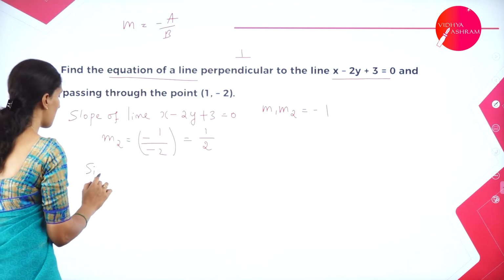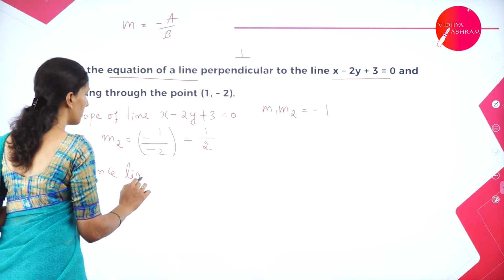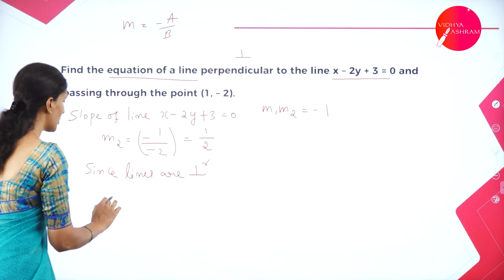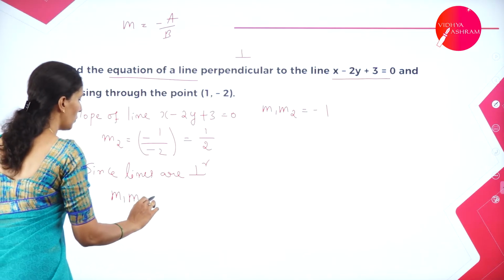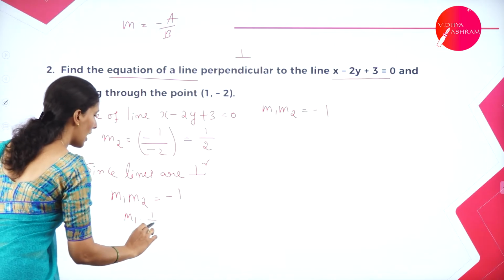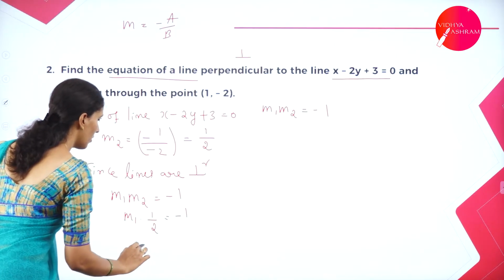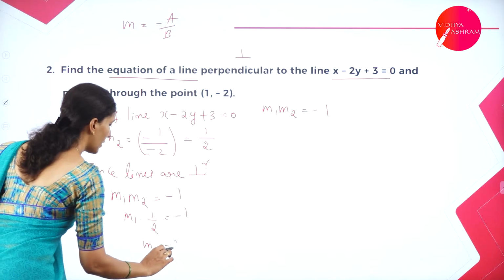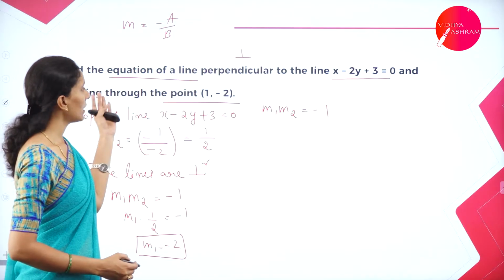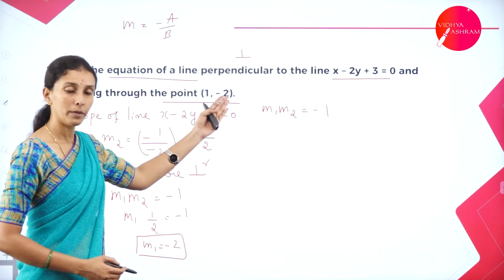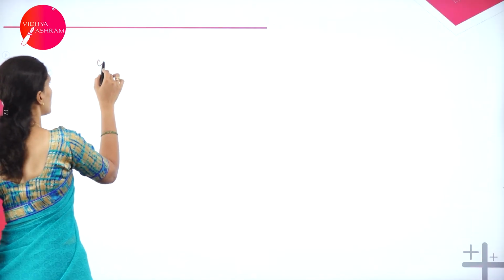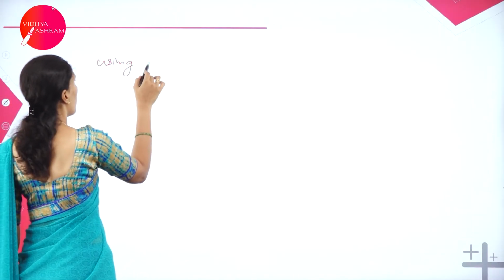Next, since lines are perpendicular, what I can write? m1 m2 is equal to minus 1. So m1 into half is equal to minus 1, or m1 is equal to minus 2. Now I have the slope for the first line, and they have also given it passes through the point 1 comma minus 2. So using point slope form.